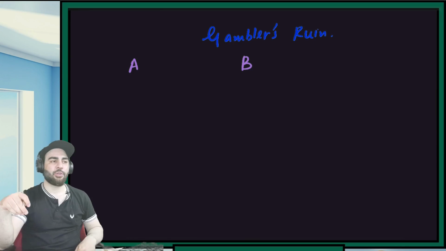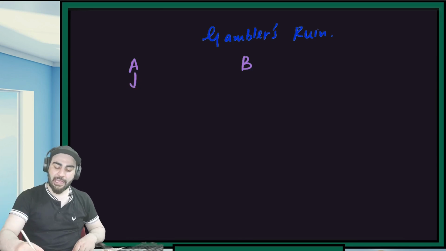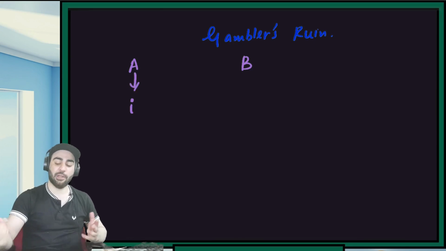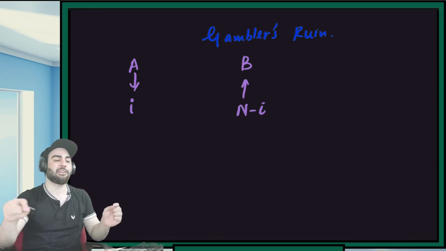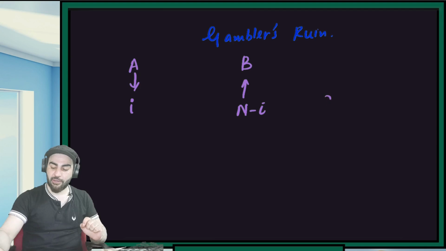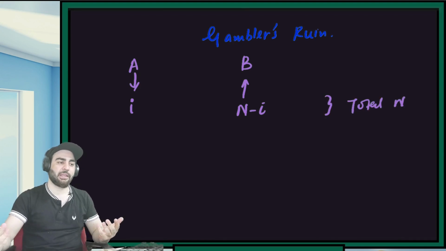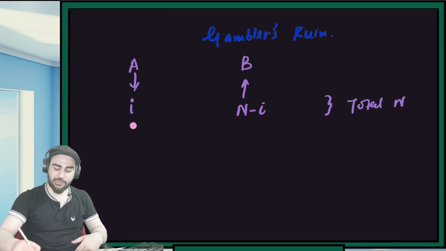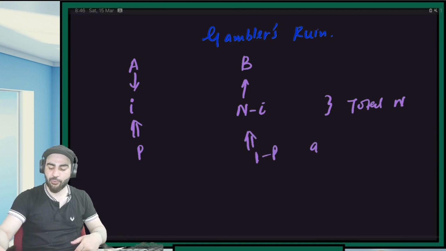Gambler A has, let's suppose, i dollars, and gambler B has n minus i dollars. In total they have n dollars. They are playing some gambling game. Whenever one wins, let's suppose this person wins with probability p and this person wins with probability 1 minus p. Let's call it q.